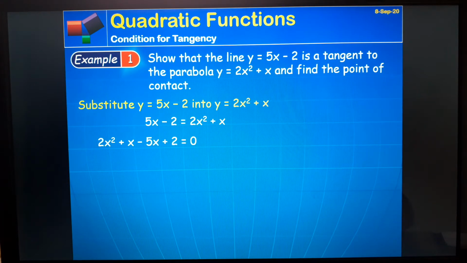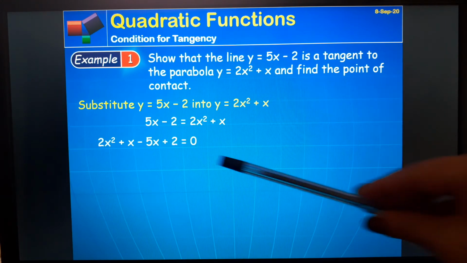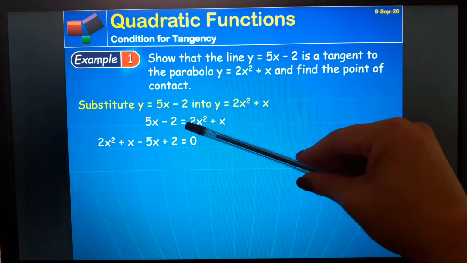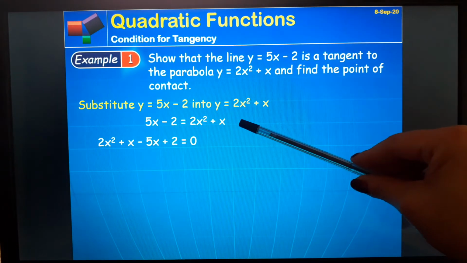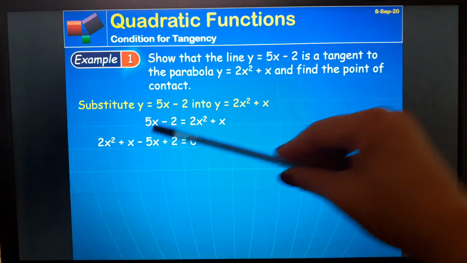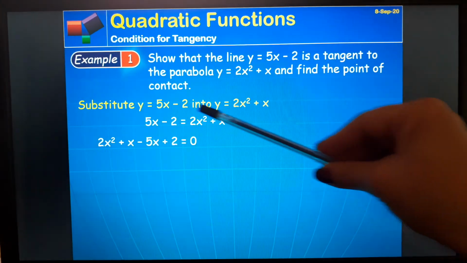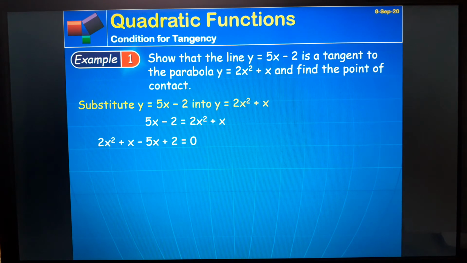Now, what we've done here to gather these together is I've actually brought the 5x over to that side and the negative 2 over to that side, which has made it 2x squared plus x minus 5x plus 2. But I've just written it on the left. And we could have also started with that one on the left and that one on the right and brought it all over to the left that way. So we gather everything together, which leads to 2x squared minus 4x plus 2 equals 0.